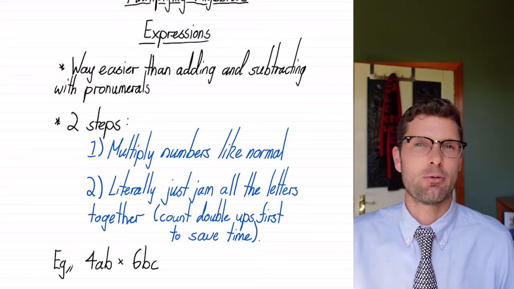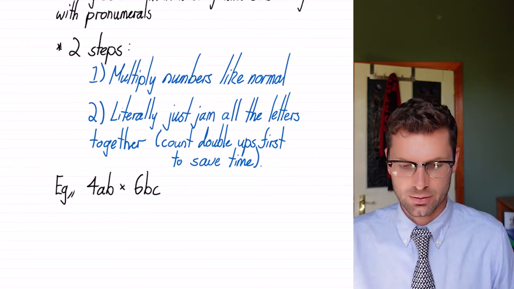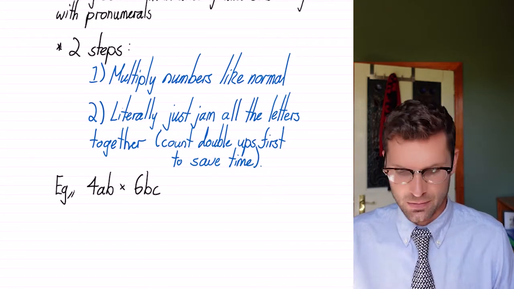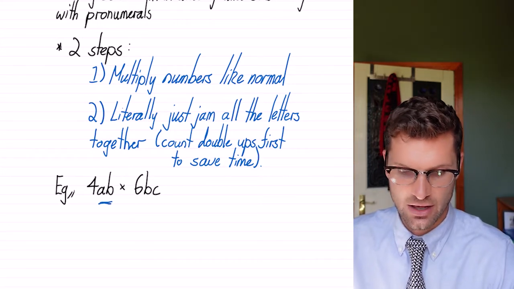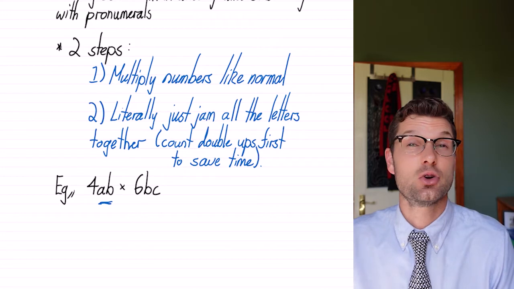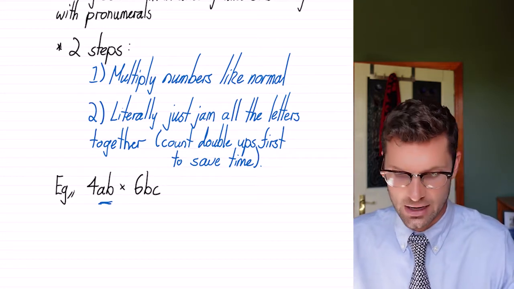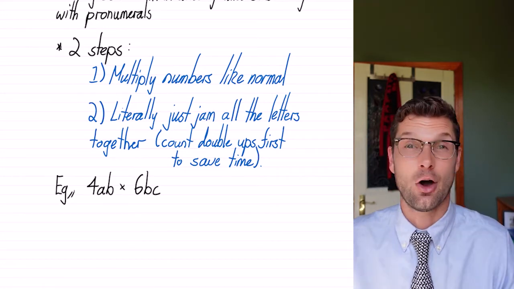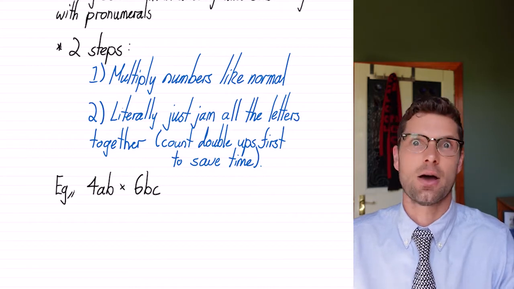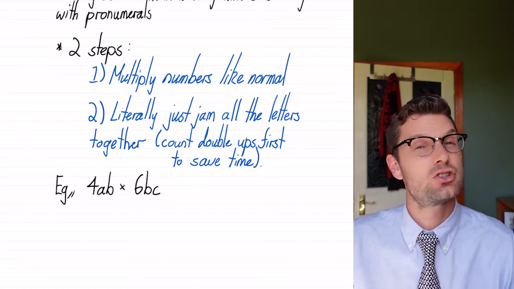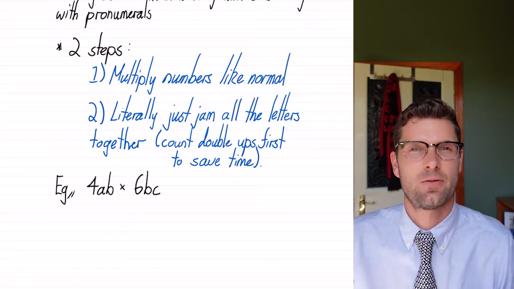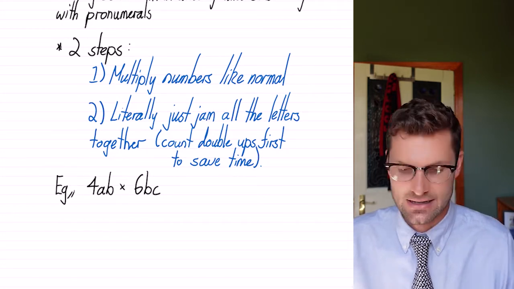So in this example here, we've got 4AB multiplied by 6BC. Remember, if we've got two letters or two pronumerals right next to each other, that actually means that those two are times together already. So we could write this out long form as 4 times A times B times 6, but we're not going to do that. We're just going to do these two steps that we talked about just before and see how easy this is.